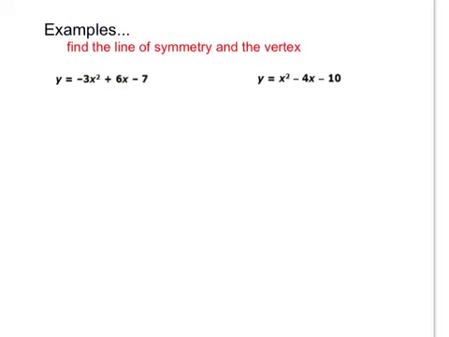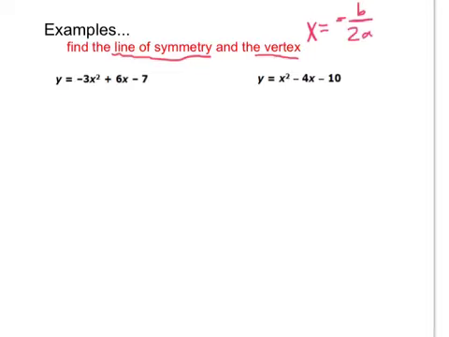So the last thing that we need to look at is a couple examples of how to find the line of symmetry and the vertex. Now if we remember how to find the line of symmetry and the vertex, it's kind of one and the same. So the first thing is we just need to find the vertex, and if we find the vertex, we know the line of symmetry will go through that. And so we use our equation to find the vertex, that x equals the negative of b over 2a.